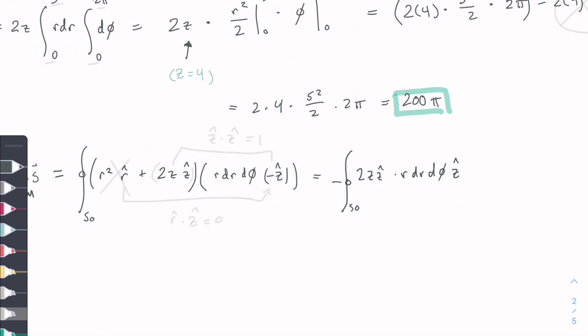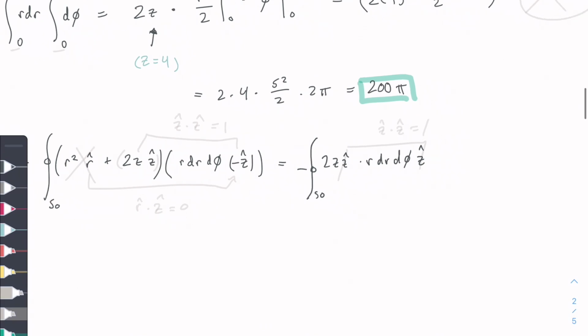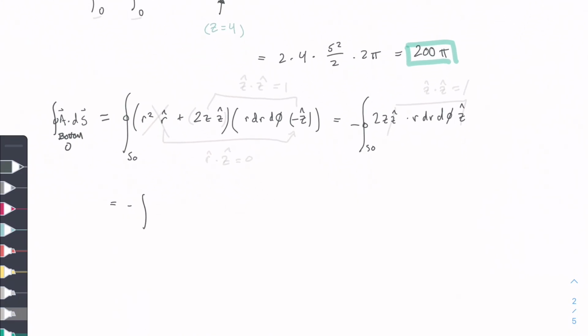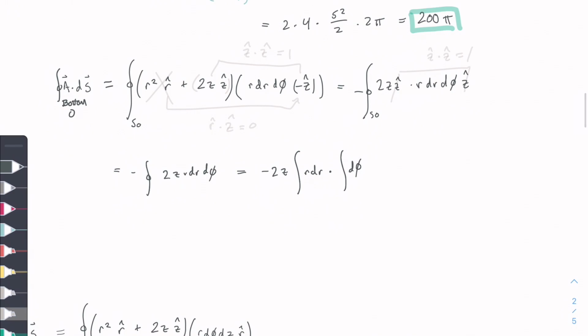I'm going to pull that negative up front. Okay, so these guys, z hat dot z hat, equals 1. And so that term is going to drop out, and I'm going to end up with 2z r dr d phi, and then I'm going to break up my integrals in the same way that I did before. So I'm going to do negative 2z, and I'm just trying to show all of the steps here. Obviously, I think it's good to see everything from start to finish when you're doing problems for the first time, just to get an understanding for what's important here.